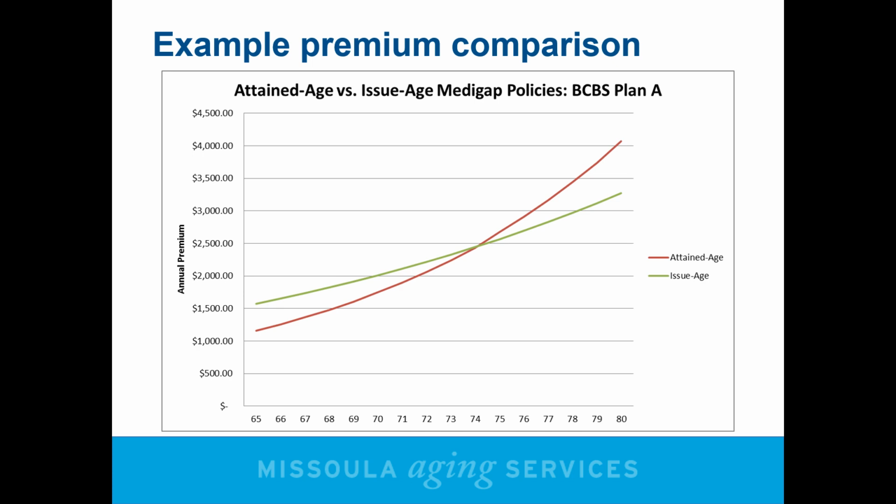If you got the attained age policy, on the other hand, it started out a lot less expensive. But it grew a lot faster because in addition to that 5% increase every year that everybody gets, you're also moving from the low 65-year-old's premium to the higher 80-year-old's premium.